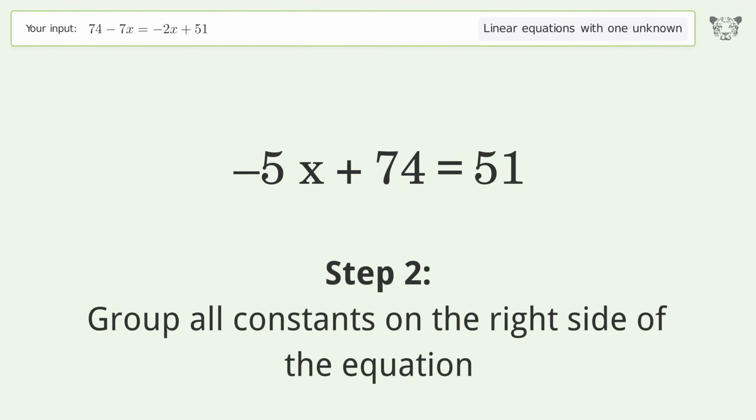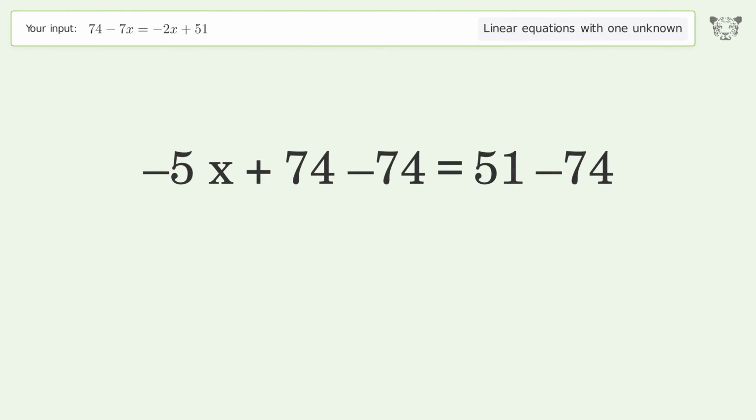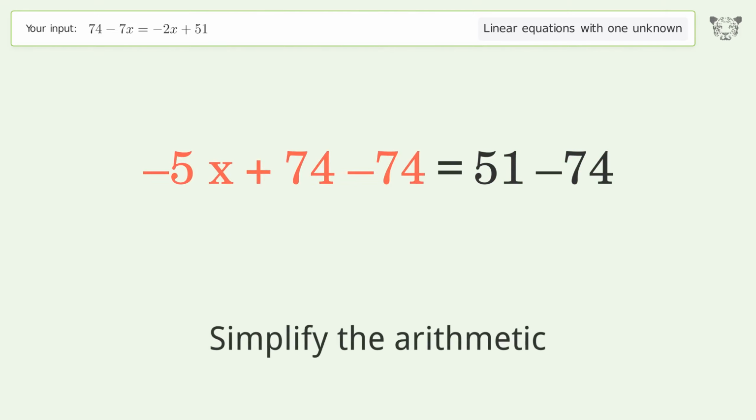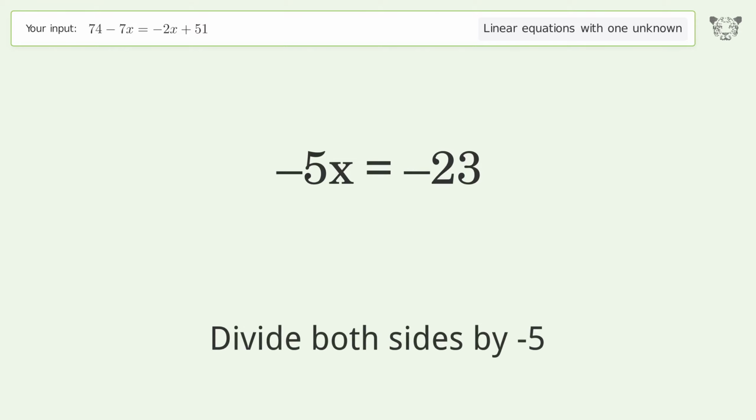Group all constants on the right side of the equation. Subtract 74 from both sides. Simplify the arithmetic. Isolate the x. Divide both sides by -5.